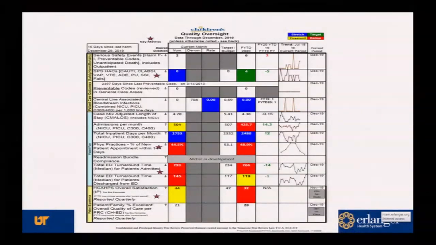And this is children's overall scorecard. And again, the major ones are the ones that are starred: the SPS, HACs, hospital-acquired conditions, physician practices, appointments, total ED turnaround time, and overall satisfaction.